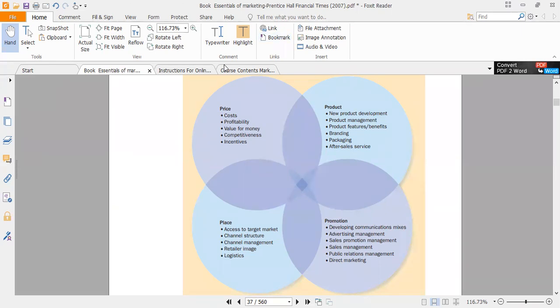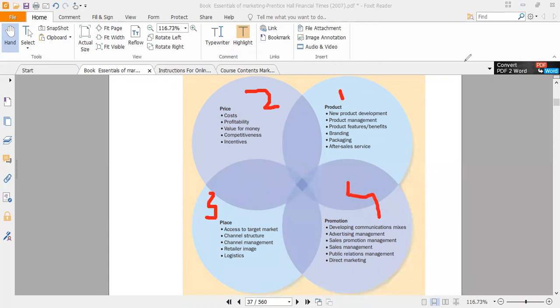Where is the annotation? Oh, yes. So this is number one. This is number two. This is number three, and this is number four.